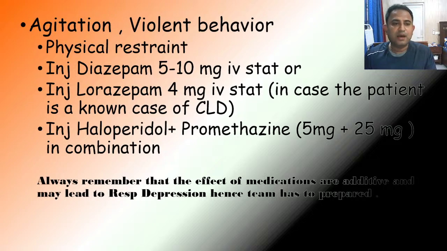You may use injection lorazepam 4 milligram stat. You may repeat the dose after 15 to 20 minutes. And lorazepam will be the drug of choice if the person is already a known case of cirrhosis of liver. The other typical antipsychotics that can be used are injection haloperidol in combination with phenergan, promethazine, in 5:25 milligram combination.